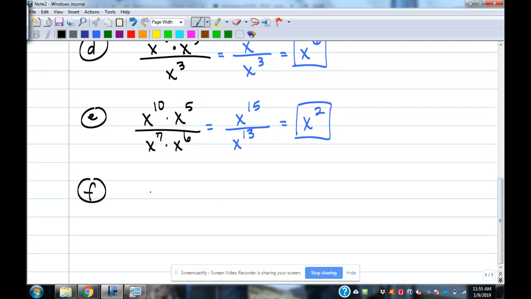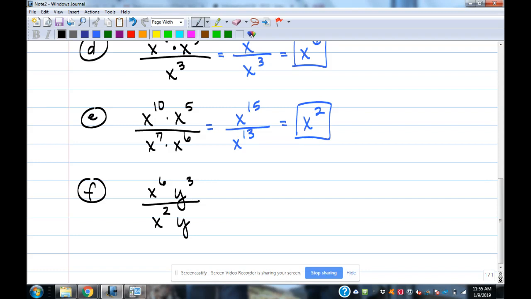Let's say we had x to the 6th, y to the 3rd over x squared y. So they start mixing in a different letter in there, and we've got to keep in mind our rules for being able to do these exponent things. So F is a little bit different than E and D was, right? Because we don't have the same base on the top. One's an x and one's a y, so they're very different things there.